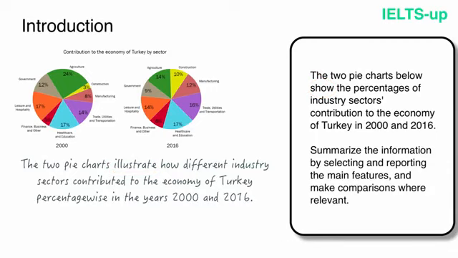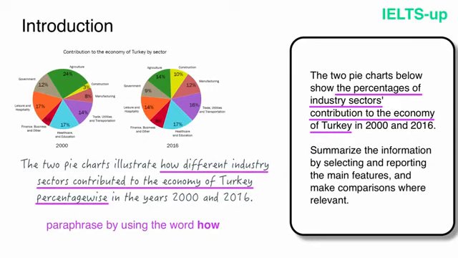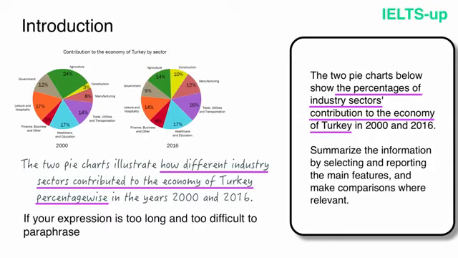Then comes a long phrase, the percentages of industry sector's contribution to the economy of Turkey. I decided to paraphrase it by using the word how. And that's what I've got. How different industry sectors contributed to the economy of Turkey percentage-wise. The word percentage-wise means in terms of percentages. You can see that I used a very nice technique. If your expression is too long and too difficult to paraphrase, you can just use the word how.